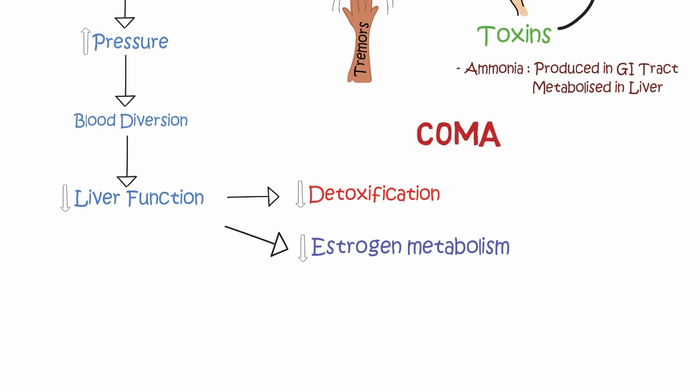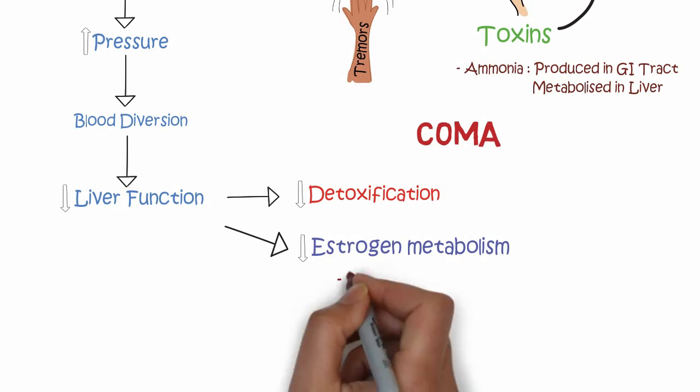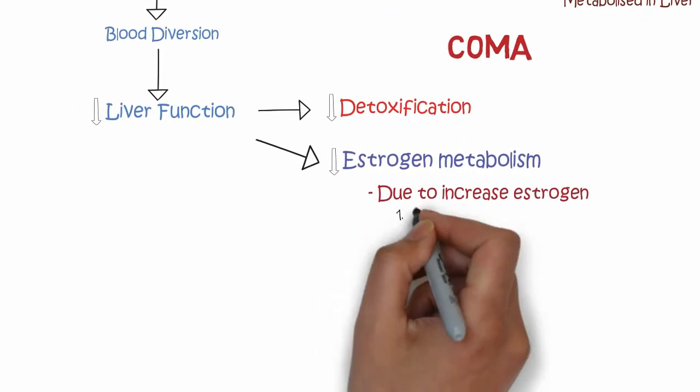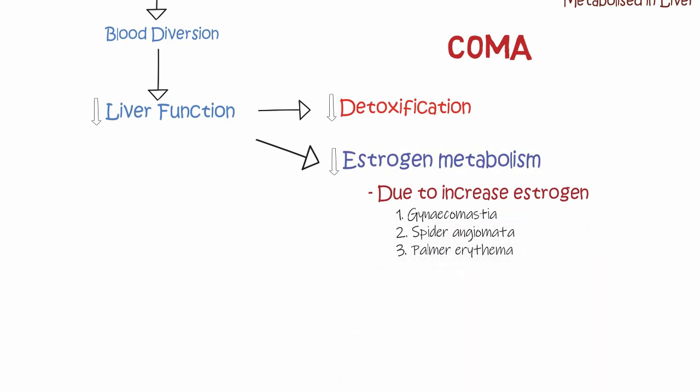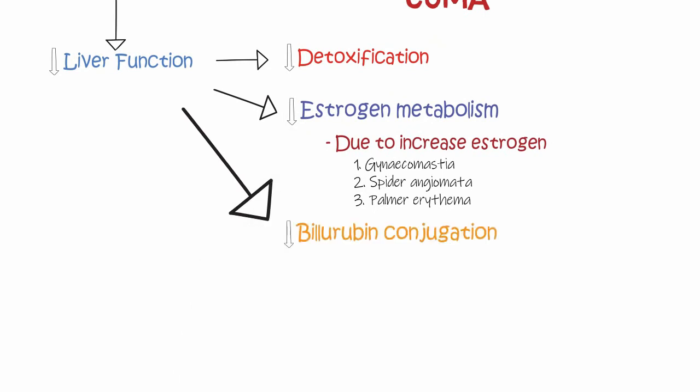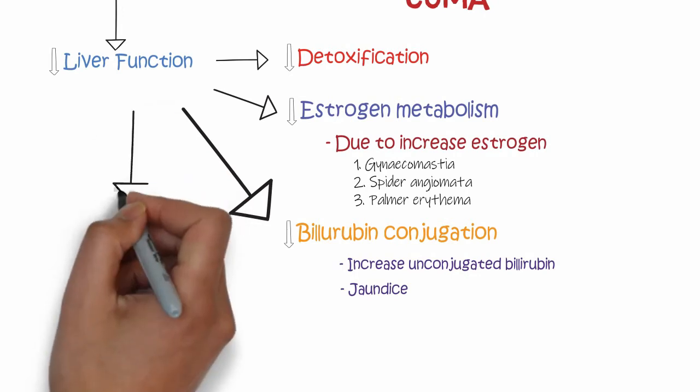Patients can also experience complications due to increased estrogen level in the blood, like gynecomastia, spider angiomata, and palmar erythema. The liver also fails to regulate bilirubin metabolism, which results in increased unconjugated bilirubin in the blood, and it can lead to jaundice or icterus in newborns.